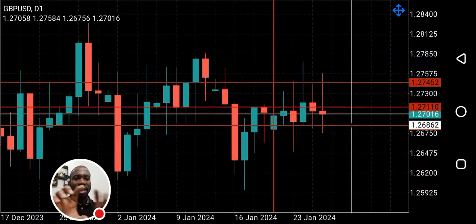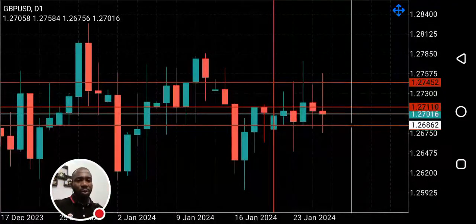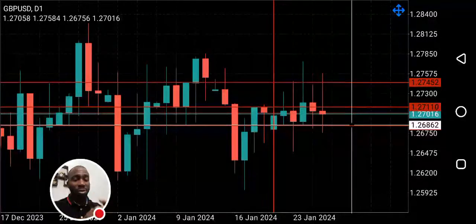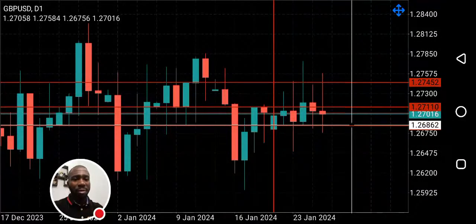So that's my take on GBP USD. Like I said, GBP USD is in a range and there's a possibility for price to go up and a possibility for price to go down. But if we look at the pattern we have on the weekly and daily, I think the bears are showing up strong in the market and there's a high probability for GBP USD to sell. So that's my take on GBP USD.